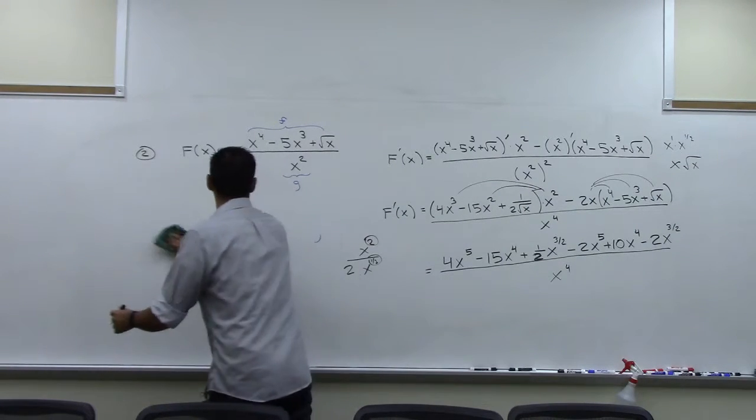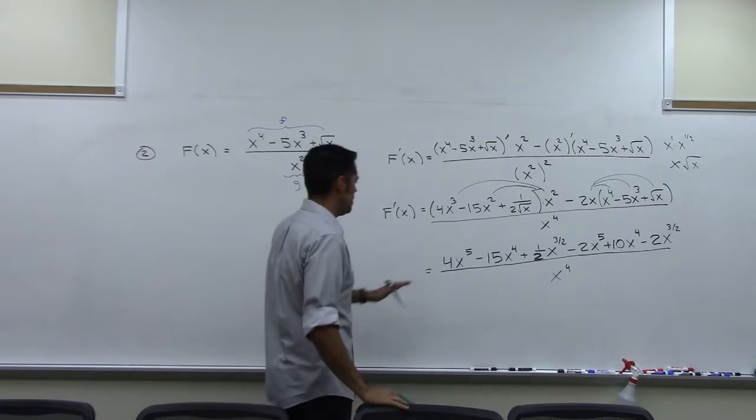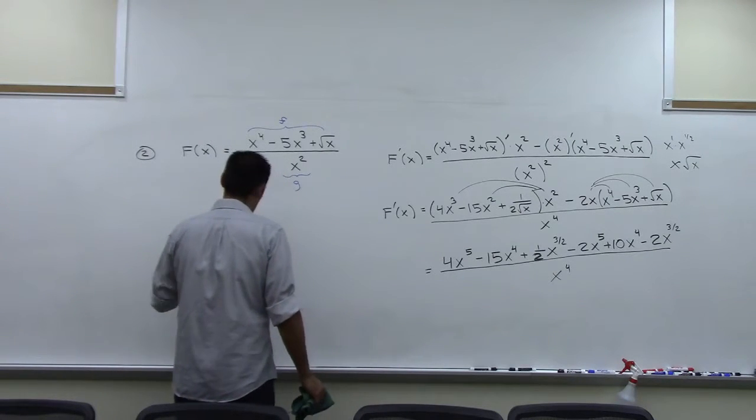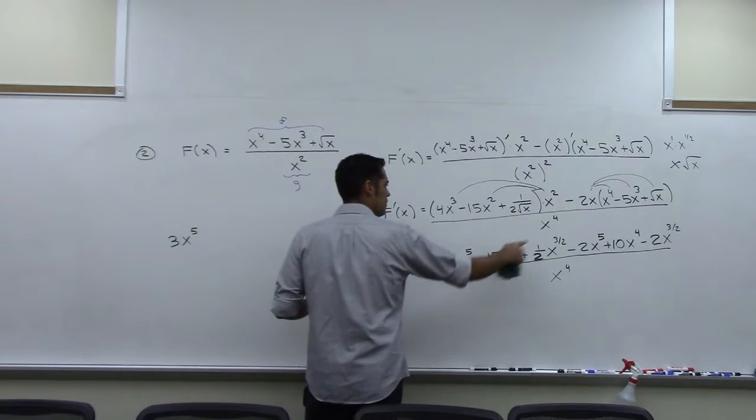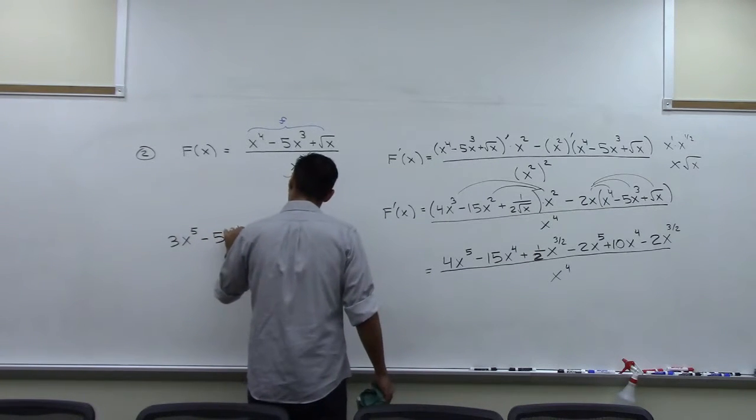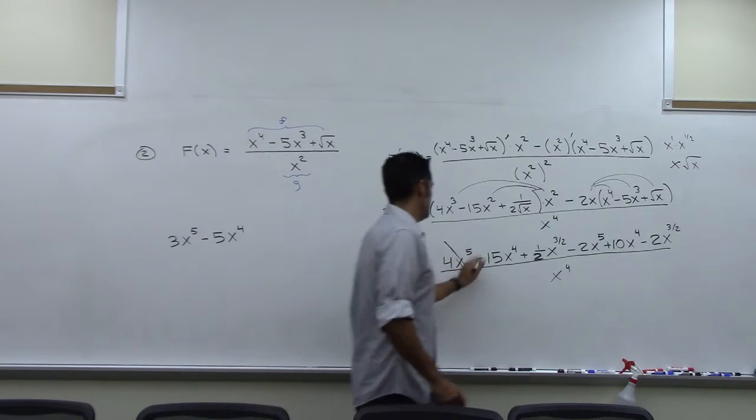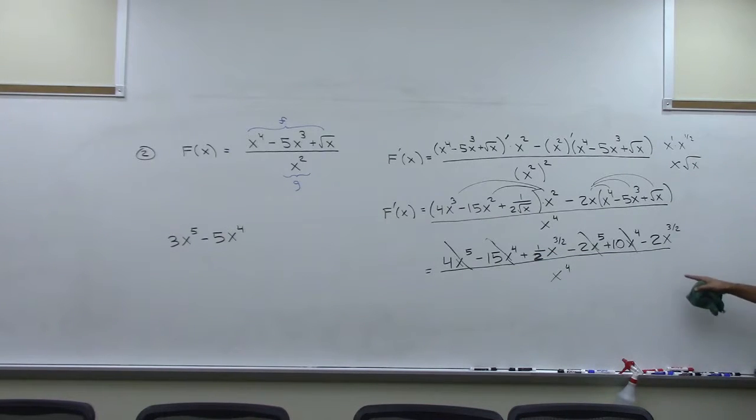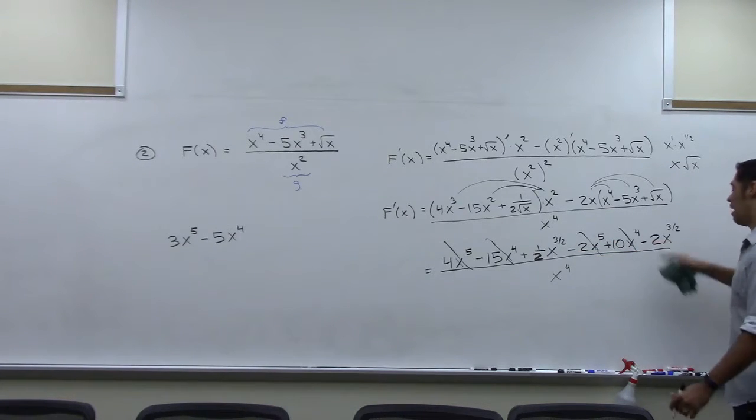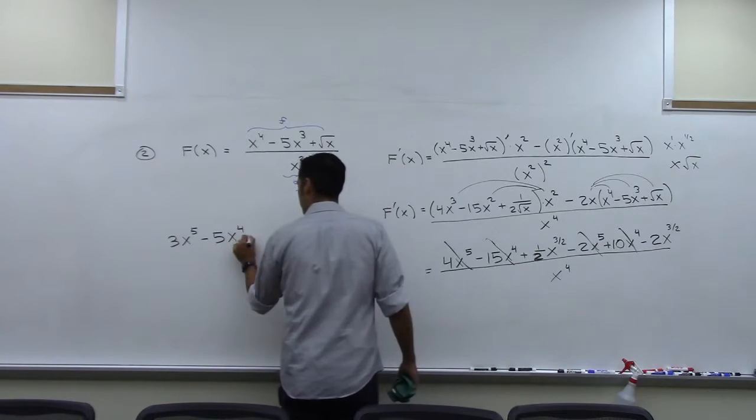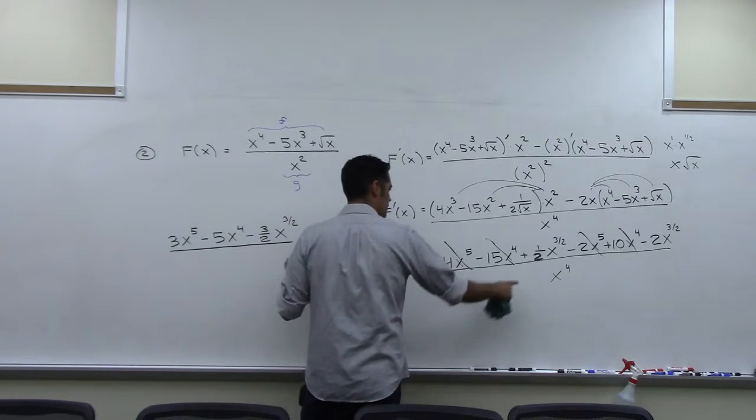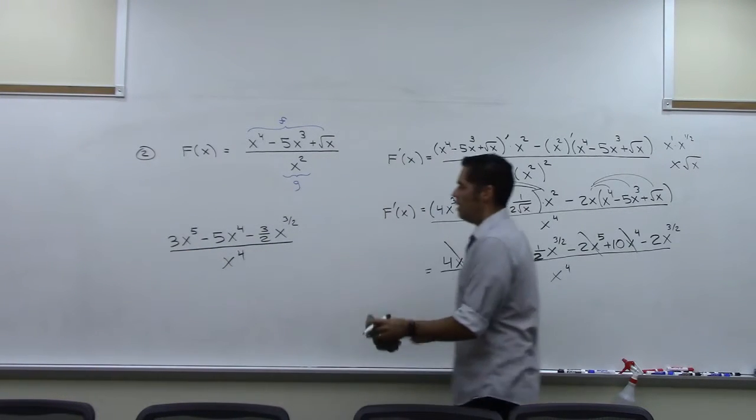All right. Now, let me combine like terms on the top. I have 4x to the 5th minus 2x to the 5th. That's 3x to the 5th. To the 4th, I've got minus 15 and plus 10, so minus 5x to the 4th. So I've taken care of this, this, this, this. I have plus a half x to the 3 halves minus 2x to the 3 halves. Those are like terms. Take 1/2, subtract 2, you get negative 3 halves x to the 3 halves. But it's all of this over x to the 4th.